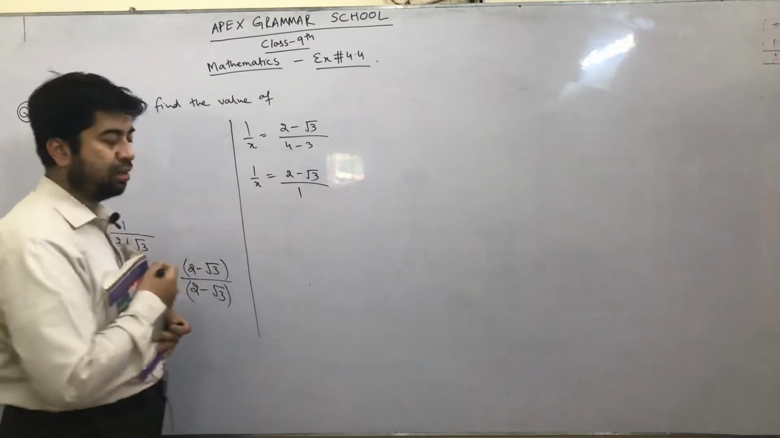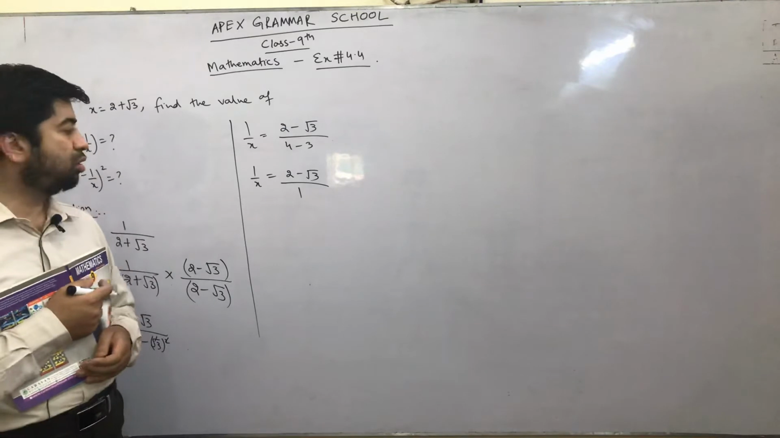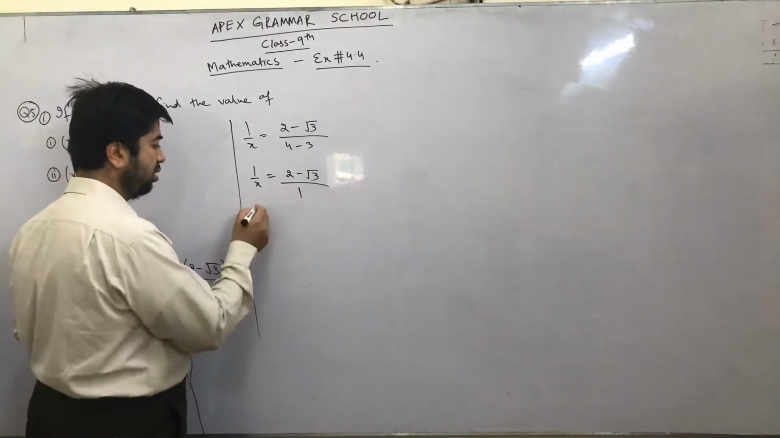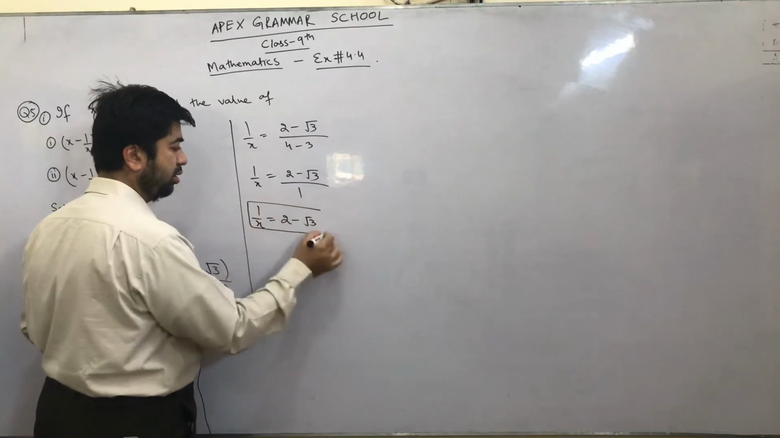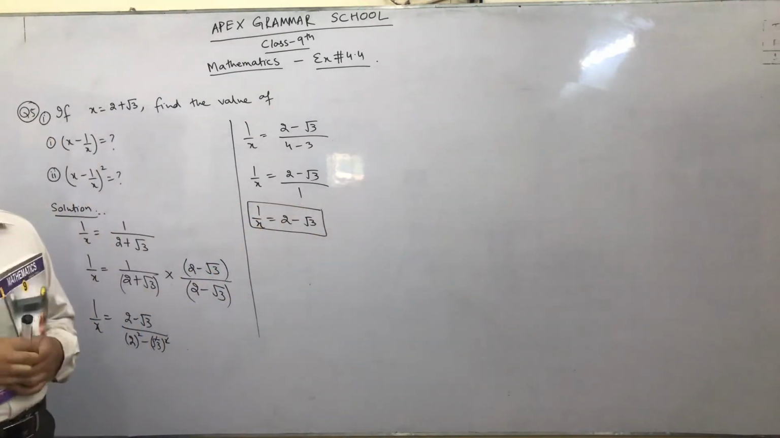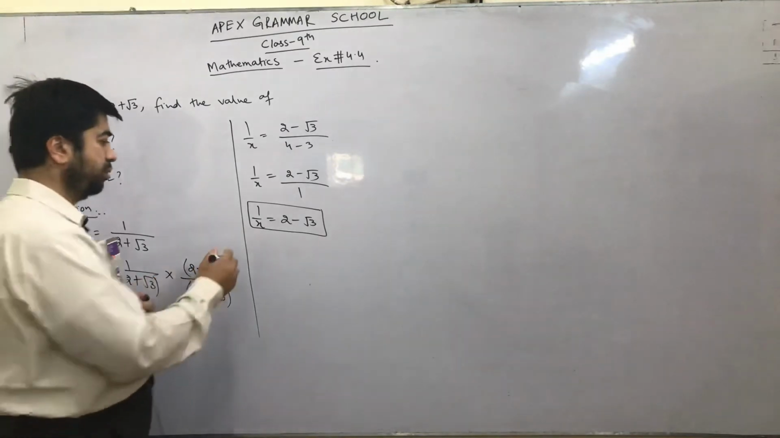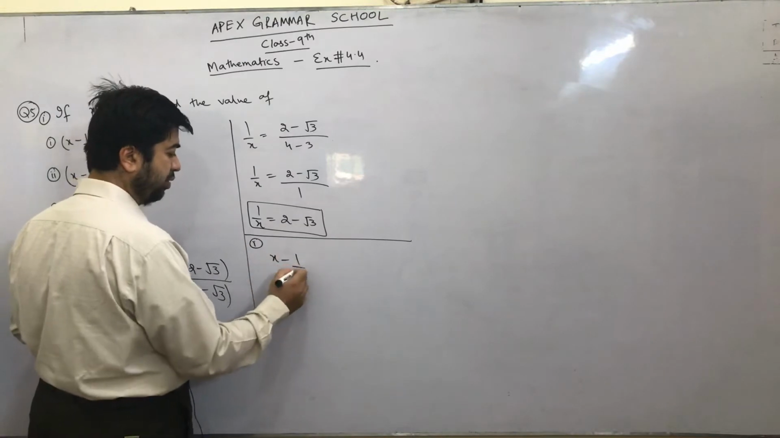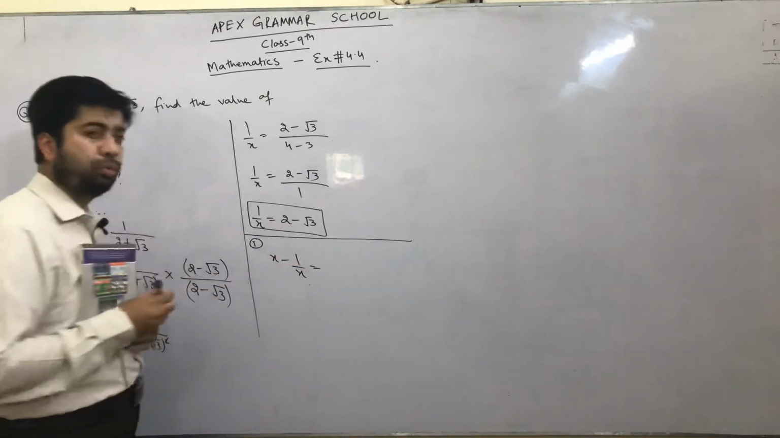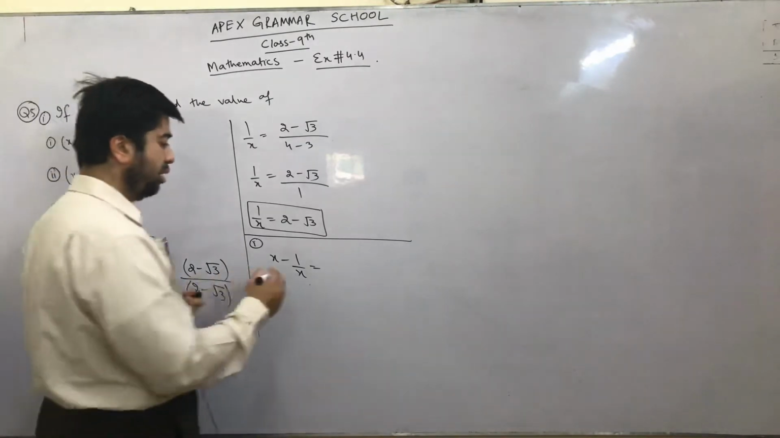You can see that now our denominator is rational. So instead of this you can write 2 minus square root 3, and that's it. This was the value of 1 over x. Now we can easily find the value of x minus 1 over x. X minus 1 over x is equal to, you just have to put the value of x first. What is the value of x? That is 2 plus square root 3.